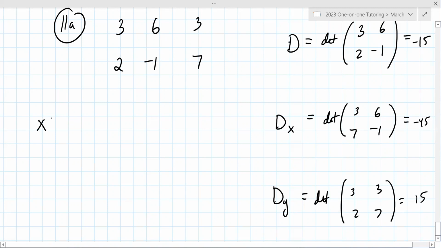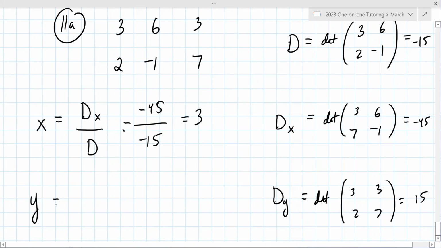So x, by Cramer's rule, is dx over d, which is -45 over -15, which is 3. y is dy over d, which is 15 over -15, which is -1.